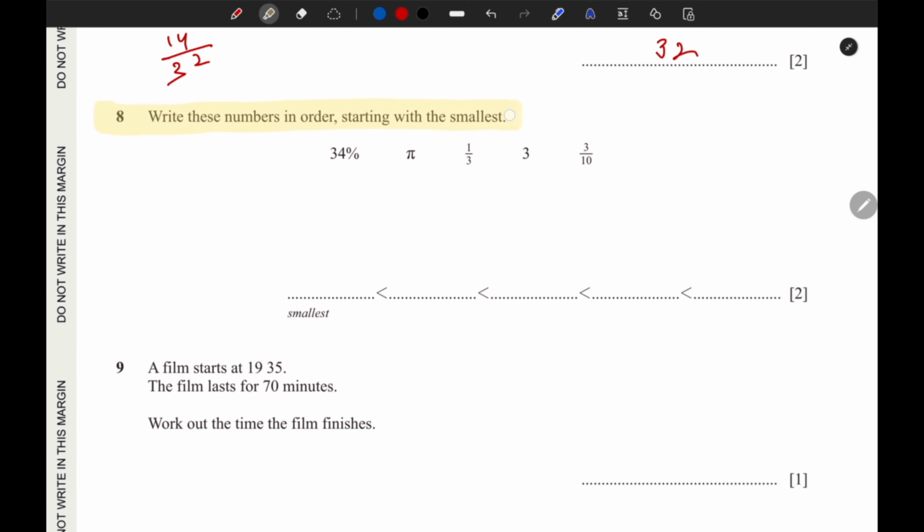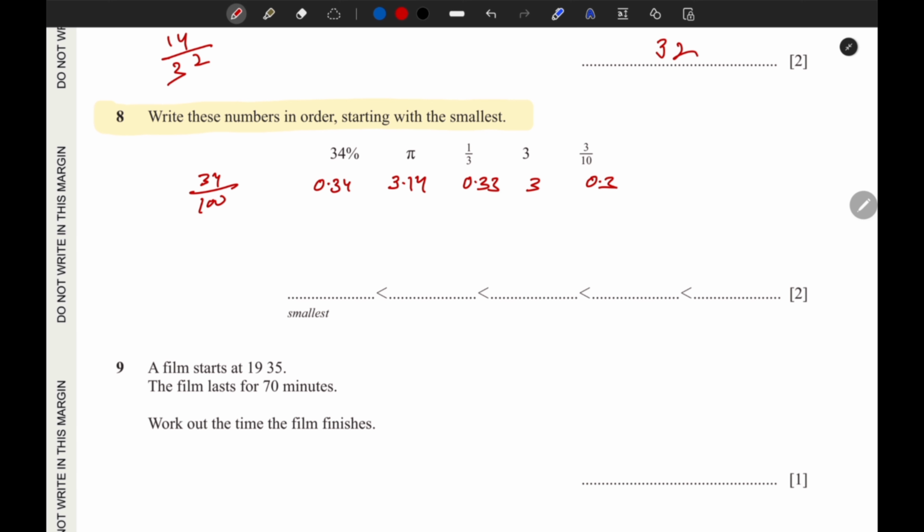Write these numbers in order starting with the smallest. Okay, let's convert all of them to decimals. So 34% is 34 by 100, which will be 0.34. Pi is 3.14. 1 by 3 is 0.33. This is simply 3, and 3 by 10 is 0.3.